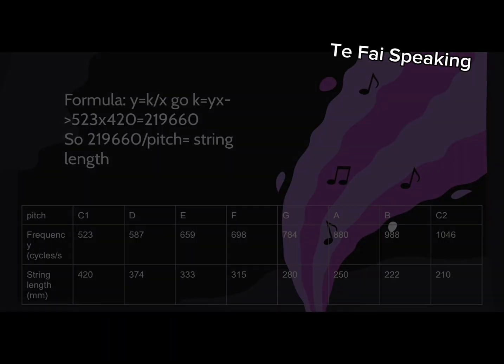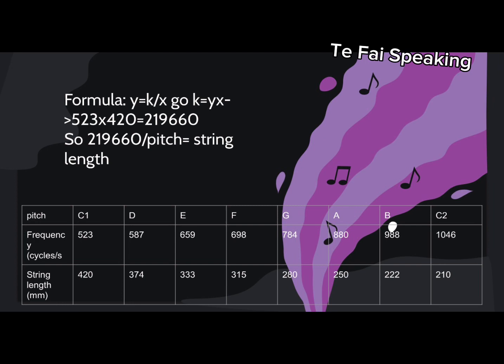Calculation. The formula we need to use to calculate the string length is y equals k divided by x, which happens to be 523 times 420 equals 219,660. So we will use that number divided by the pitch, which would equal the string length. And down here are the pitches, frequency, and string lengths.